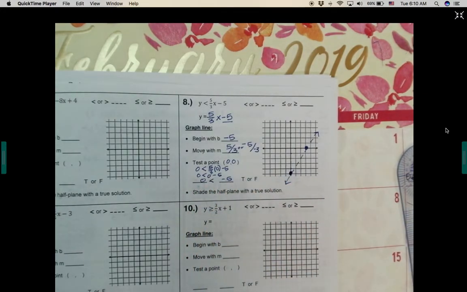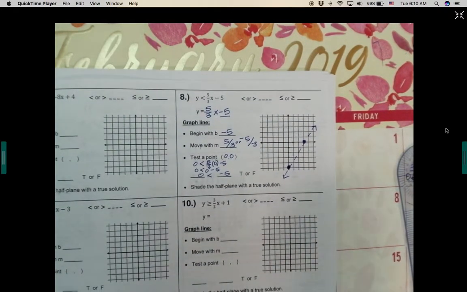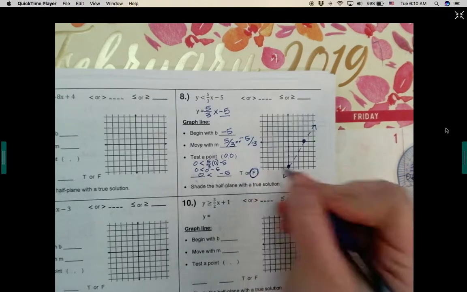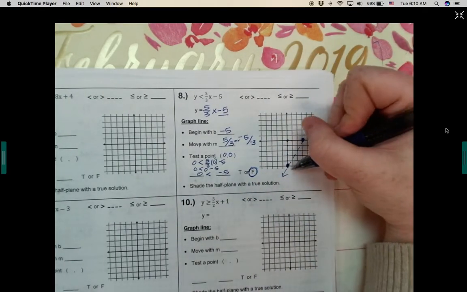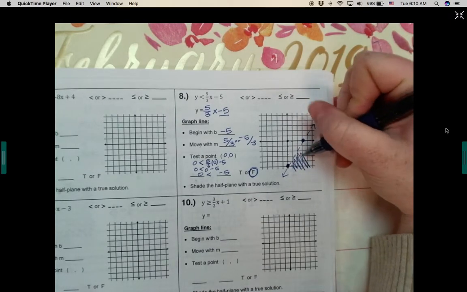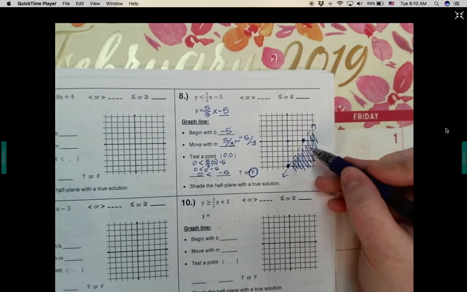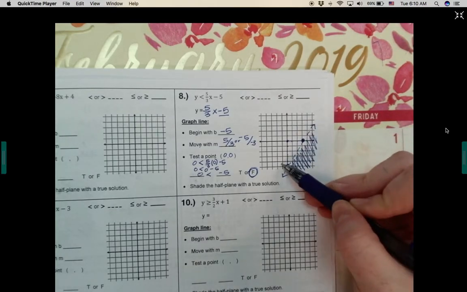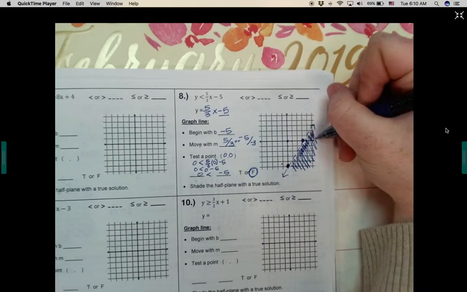Okay, so I know that 0 is not less than negative 5 because negative numbers are below 0, so that's a false statement. So that means this 0, 0 is not true. So I need to shade the other side because this stuff is not true because this is the side I tested. So if this is false, then the opposite side is true.